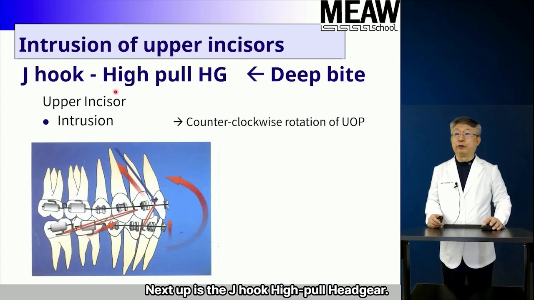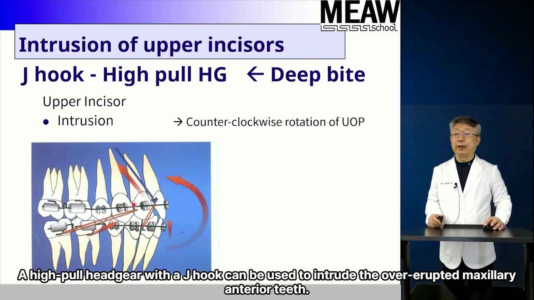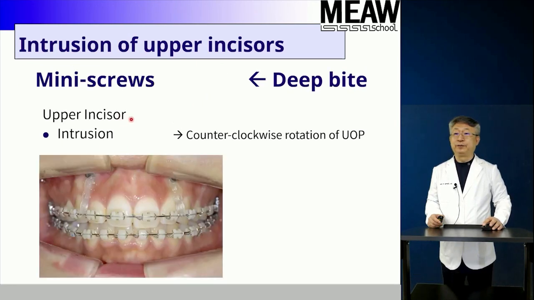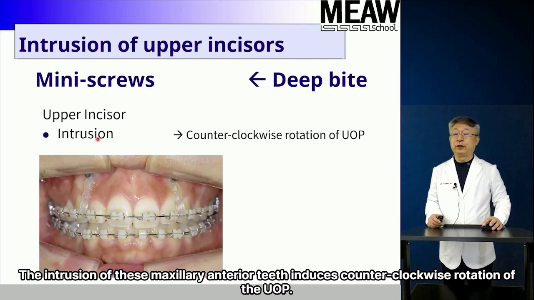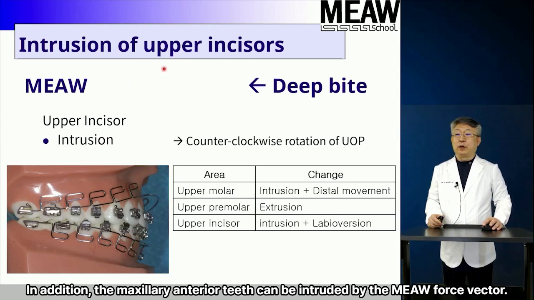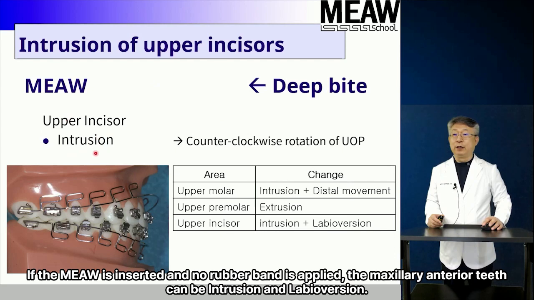Next up is the J-hook hypal headgear. A hypal headgear with a J-hook can be used to intrude the overerupted maxillary anterior teeth. Next, you can use mini screws to intrude the maxillary anterior teeth. The intrusion of these maxillary anterior teeth induces counterclockwise rotation of the UOP. In addition, the maxillary anterior teeth can be intruded by the MEAW force vector. If the MEAW is inserted and no rubber band is applied, the maxillary anterior teeth can be intruded and labioverted.